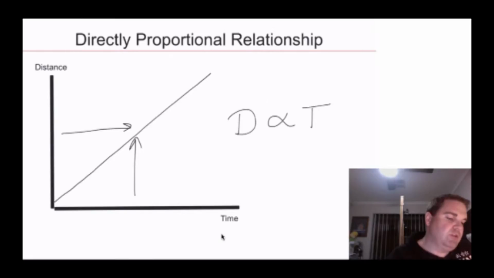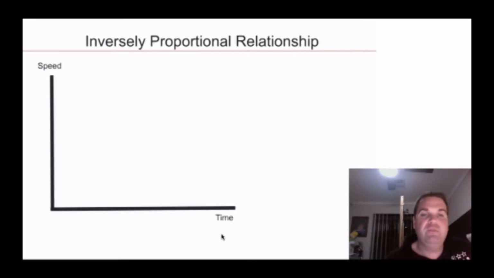Pretty much normally it goes through the origin over here, because if you haven't started, you haven't travelled any distance, if that makes sense. So it's a linear relationship. We increase by the same amount each time. Distance is proportional to time. It's a constant factor.